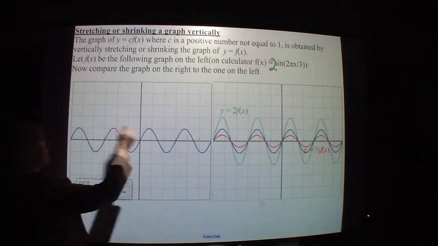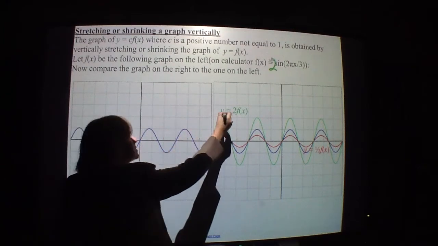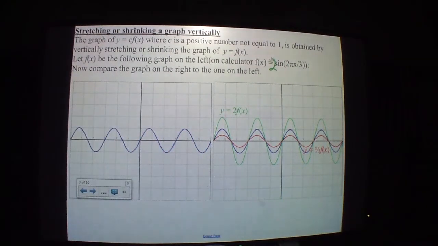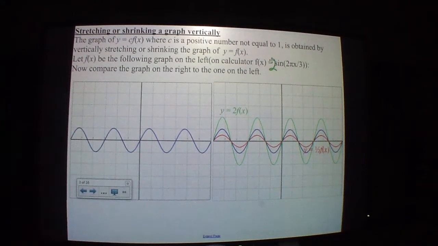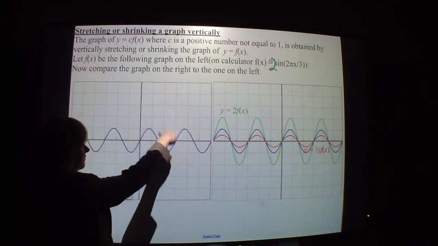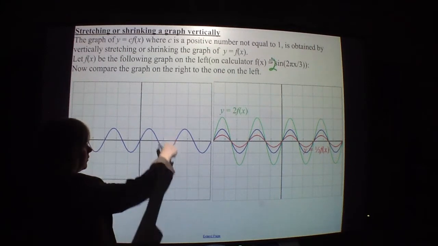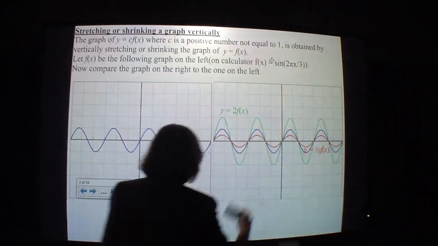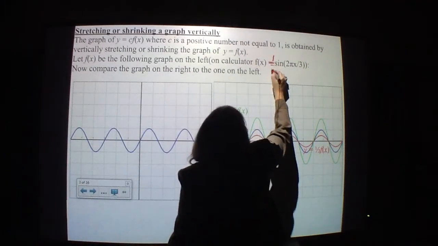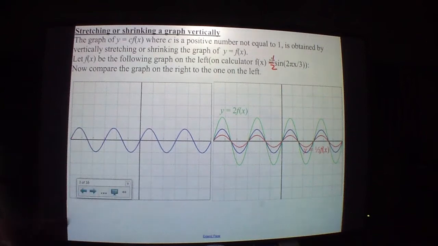So instead of this being a high of 1, it goes up to a high of 2. So instead of the relative maximum point being 1, the relative maximum will occur when y is 2. Likewise, the relative minimum, instead of being down at -1, it'll be down at -2. So if I have 2 in front of sine, that will stretch it vertically. If I have a 1/2 in front of there, it compresses it vertically.